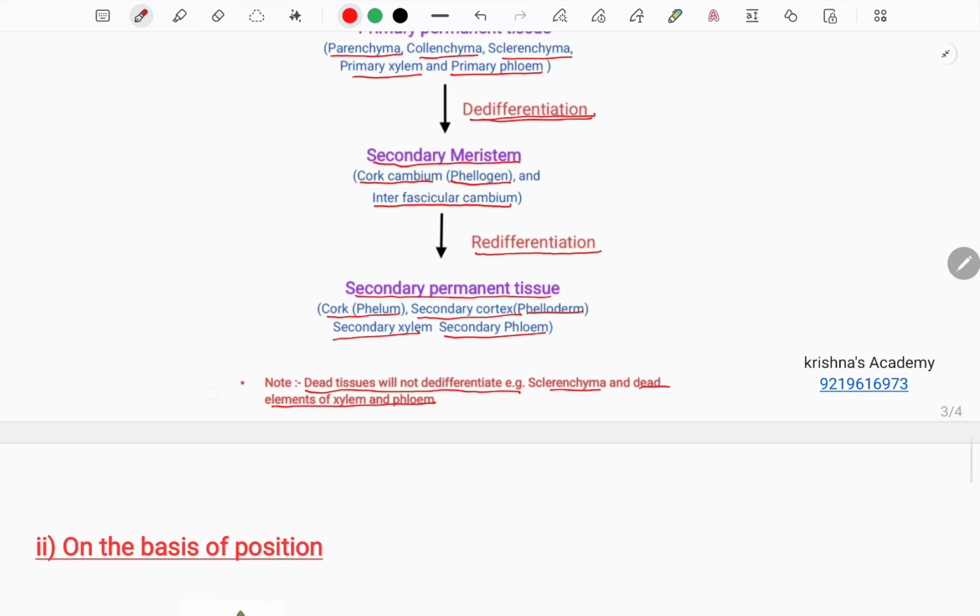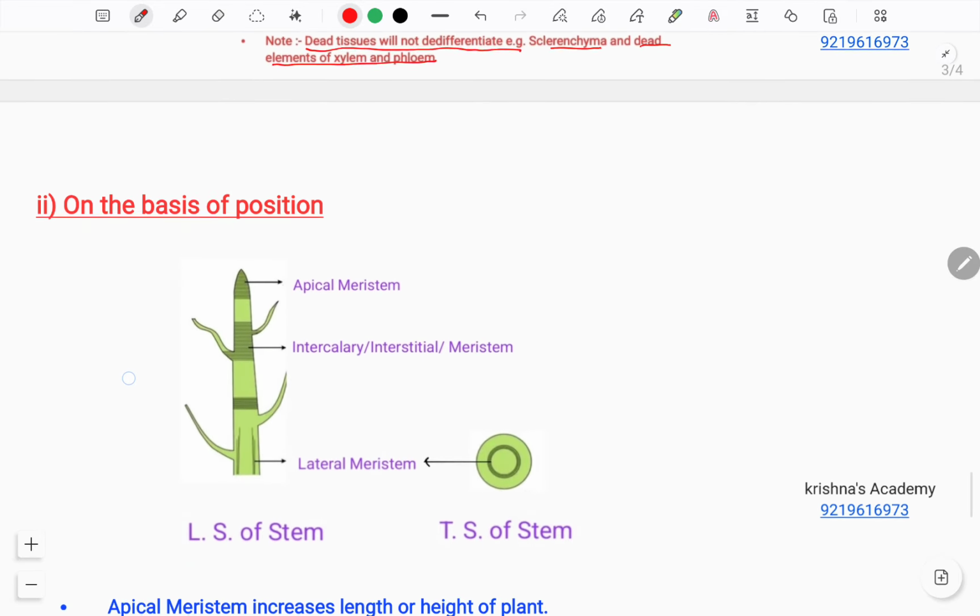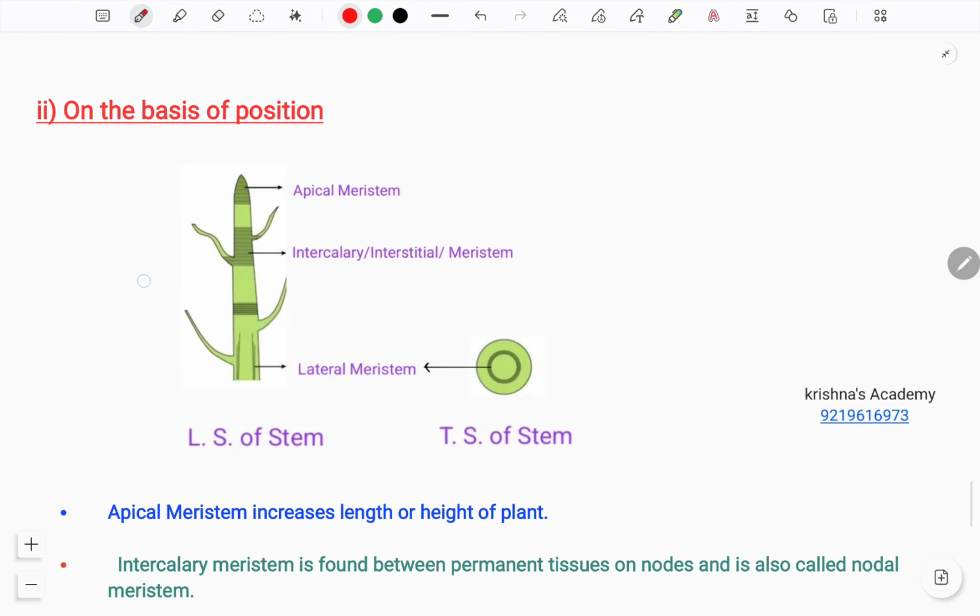Now, the next criterion: on the basis of position. On the basis of position, the meristem is classified into three main groups. The first one is apical meristem, because it is present on the apical part, or the apices of the branches also. Second is intercalary meristem or interstitial meristem. It is also called nodal meristem.